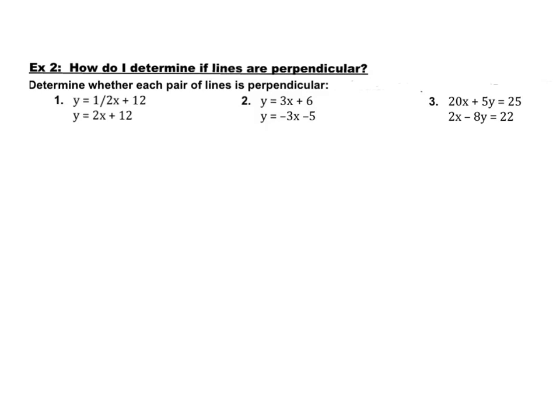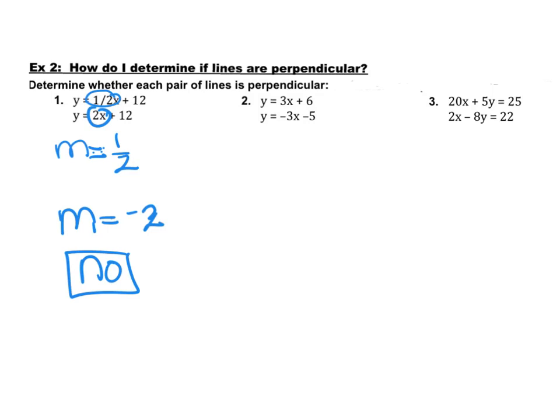All right, example 2, how do I determine if lines are perpendicular? Determine whether each pair of lines is perpendicular. All right, so for our first one, we have a slope that's equal to. All right, so now let's go ahead and find out what a perpendicular slope would be. I would have the slope, the opposite of positive is negative, and the reciprocal of 1/2 is 2/1 or 2. So in this case, I have a slope of +2. So no, these are not going to be perpendicular.